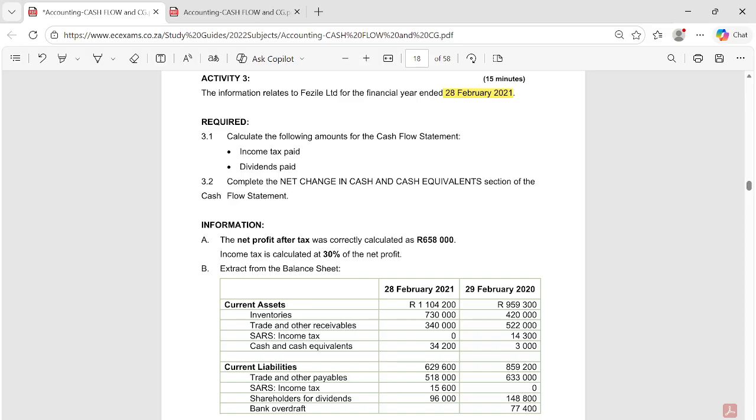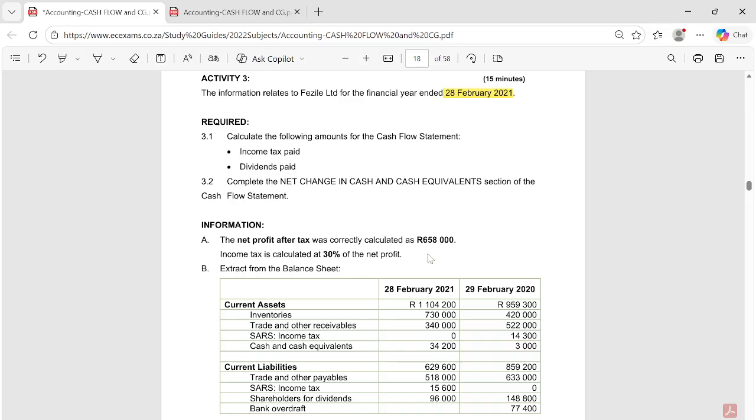Now, one other thing that you need to highlight is your current financial period, like your financial year ended. So your financial period that ended is 28 February 2021, right? Make sure you highlight it, guys, so that you can see which period you are working for. So let's see. We're going to look for shareholders for dividends, right?